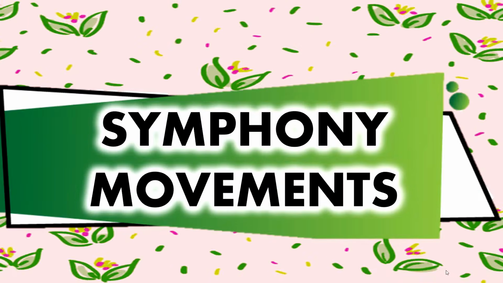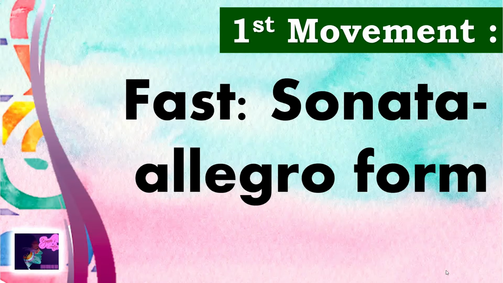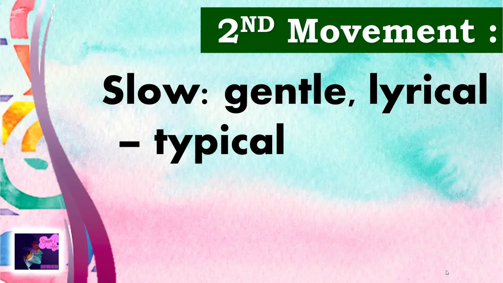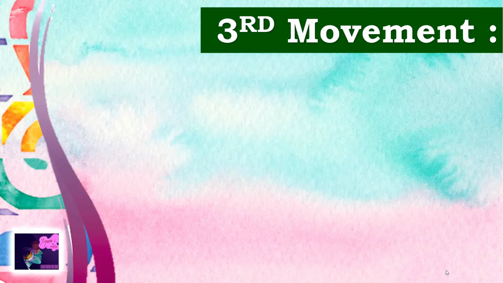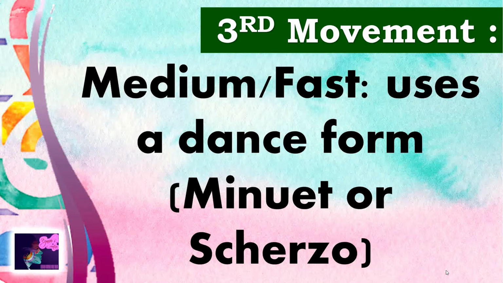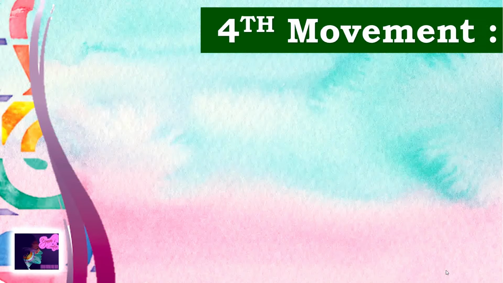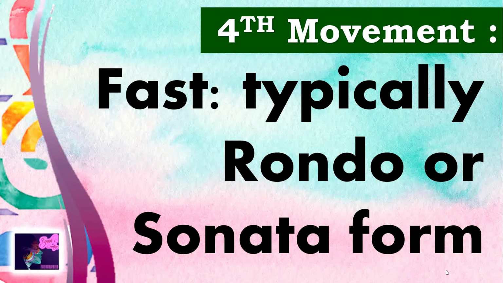And here are the movements of the symphony. The first movement is fast, Sonata-allegro form. The second movement is slow. It's gentle, lyrical, typically in ABA form or theme and variation. And the third movement is medium fast. It uses a dance form, the minuet or the scherzo. And the fourth movement is fast again, typically rondo or sonata form.